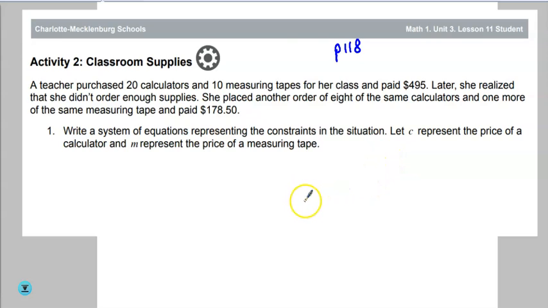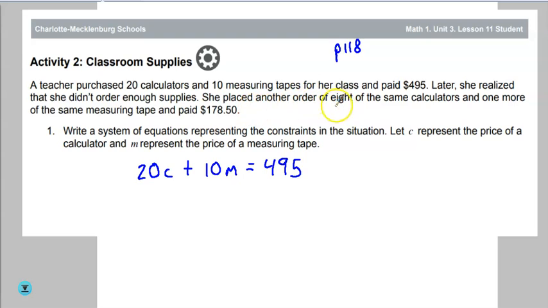Okay, hopefully you've tried that and you've unpaused. So C is the cost of one calculator. If you bought 20 calculators, you would multiply them by how much they cost. So that's the cost of 20 calculators, plus you bought 10 measuring tapes. That would be the cost of 10 measuring tapes. The total price you paid is $495. So that should be one of your equations.